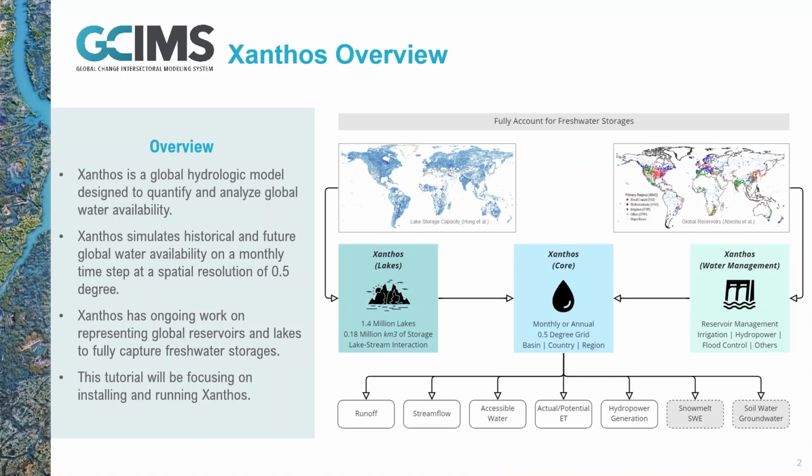The default Xanthos output includes many hydrologic variables such as runoff, stream flow, actual and potential evapotranspiration, soil water storage, and hydropower generation. You can also output other variables generated during the hydrologic process by making a few modifications within Xanthos. Currently, our team has ongoing work to include global reservoirs and lakes to fully capture freshwater storages in Xanthos. But in this tutorial, we will learn how to install and run Xanthos.